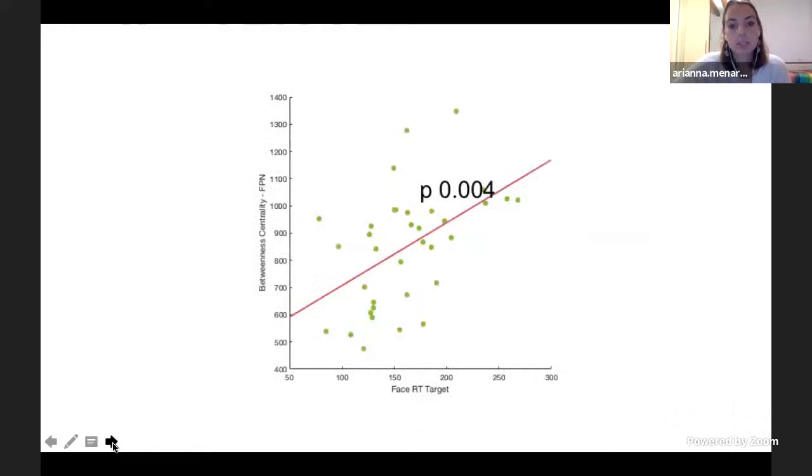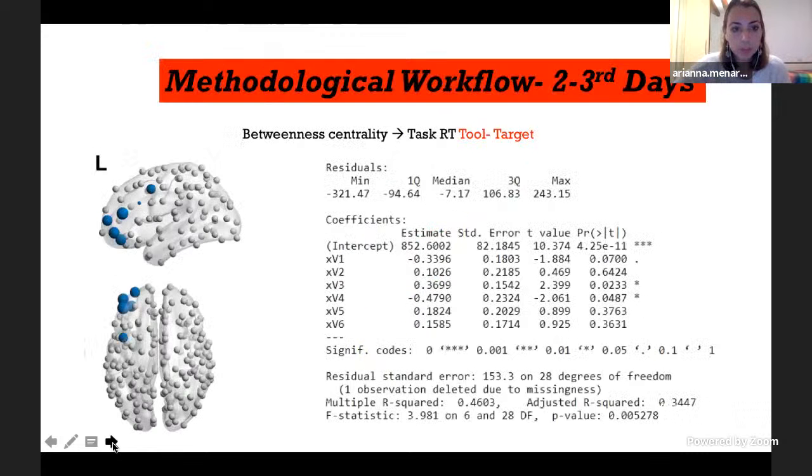And here is a representation of our positive correlation. When we moved into looking at the single nodes, we focused our attention on the nodes of the prefrontal cortex, in particular those 6 nodes represented here. The size represents the betweenness centrality of each of those nodes. And what we could find is that 2 of them, vertex number 3 and 4, were able to significantly predict the reaction times for the detection of tool objects.